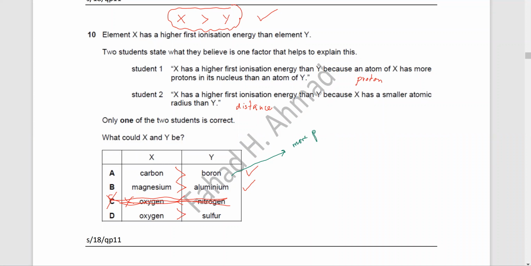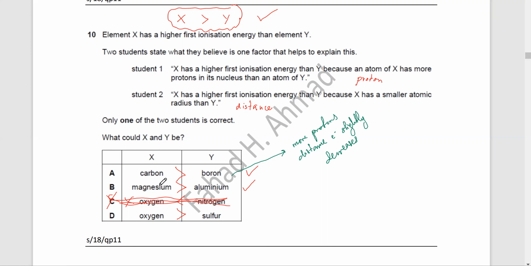So there are more protons, plus the distance of the electrons slightly decreases. So this cannot be the answer, because for option A, both students would be correct: carbon has more protons, and the other reason is that carbon has a smaller atom because it has more protons. So the shells are closer to the nucleus, so the distance slightly decreases. So option A cannot be the answer.